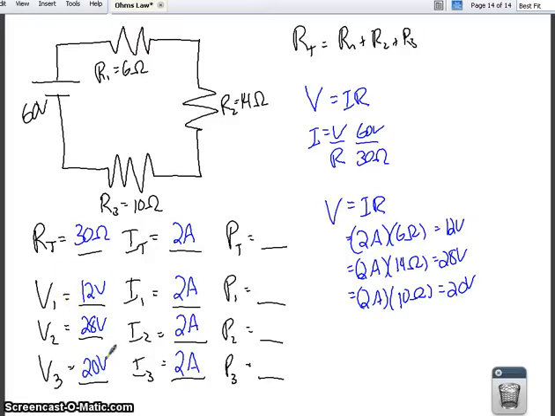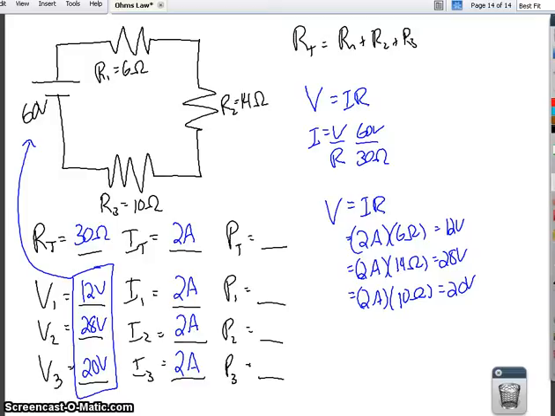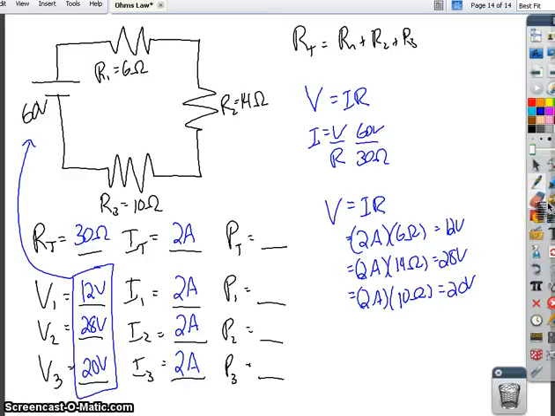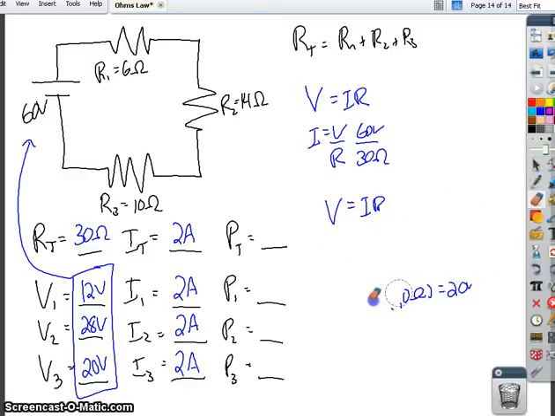And if you notice from rule number 5, the voltage drop across each device added up equals total voltage. 12 plus 28 plus 20. 20 plus 28 is 48. 48 plus 12 is 60. The total is equal to 60 volts. Okay? So I'm just verifying those rules there, okay? Let's erase all this.